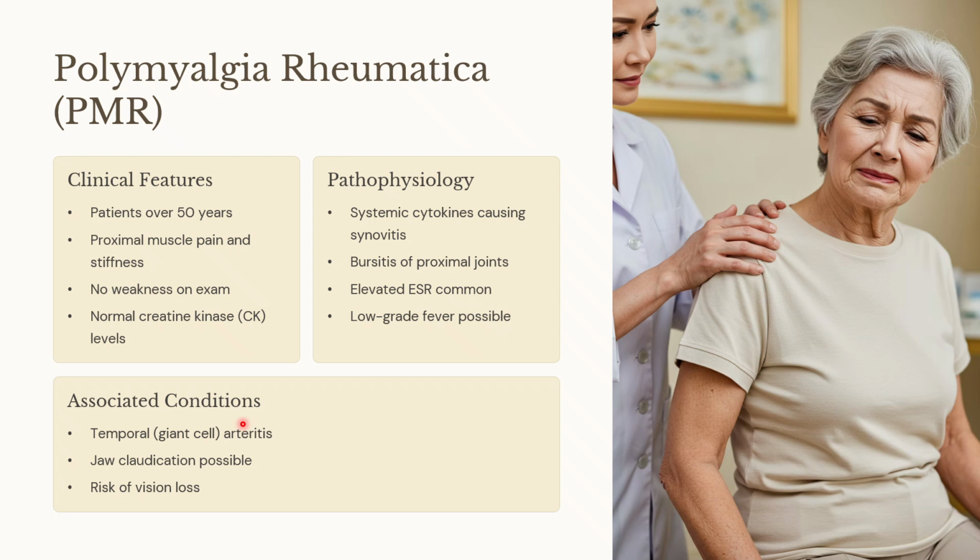temporal or giant cell arteritis, where there is jaw claudication and risk of vision loss. You should know that polymyalgia rheumatica can either exist alone or it can be associated with giant cell arteritis. It is not definite that it has to be associated. It can exist in isolation or in association.